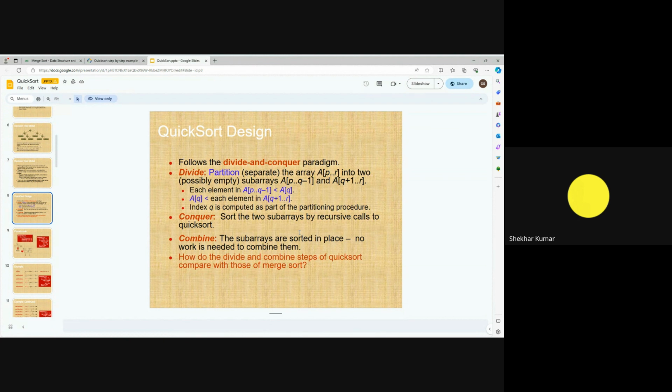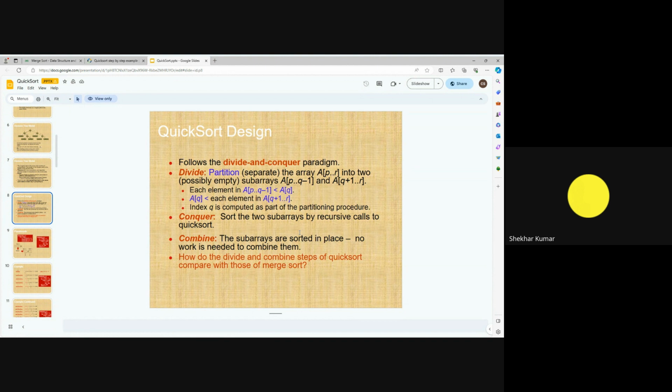So in the divide part, I am dividing the array into two halves on the basis of the pivot value. And in the conquer part, I have sorted both the halves recursively by calling the randomized function again and again. And in the combine part, we will get the entire sorted array.